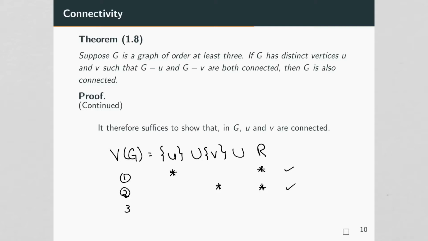We also know that if we chose two vertices out of R, those are connected because both G minus U and G minus V left this set R, and everything was connected to each other in each of those subgraphs, so they're connected to each other. So the only one left, of all these different ways we could choose a pair of vertices, is if we choose U and V. So that's what's left in the proof: showing U and V are connected to each other.